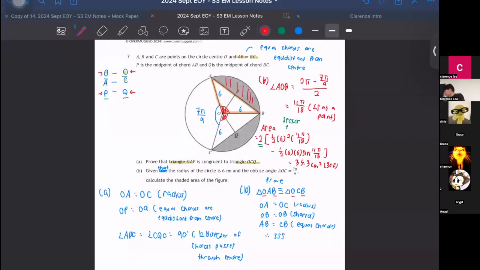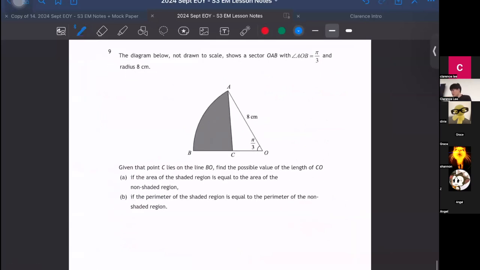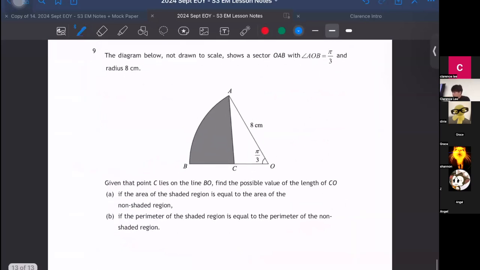Okay, I think part A should be manageable for all of you. Part B is the tricky one, which I'll talk about now. So for part A, the question said that shaded area is equal to unshaded area. That means this is 1 unit, this is 1 unit. So they're equal. So what you can find from this question is your area of sector, which is given to be half r squared theta. So half times r squared times theta, which is pi over 3.